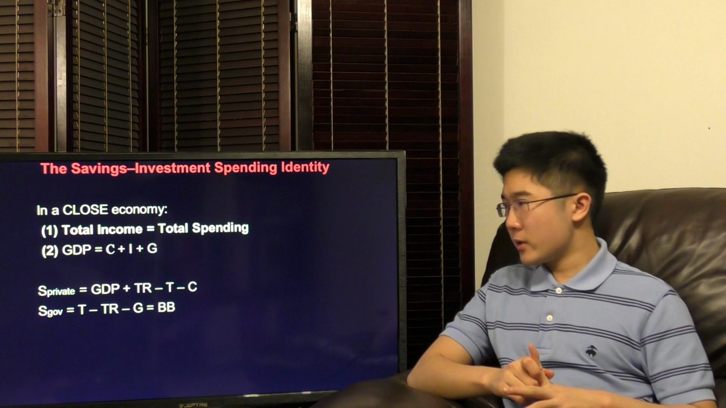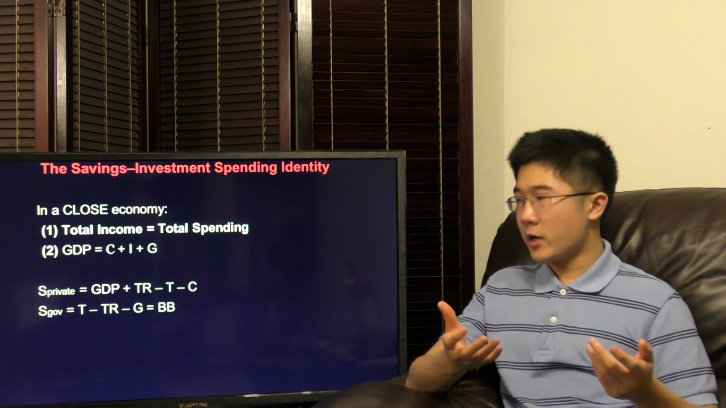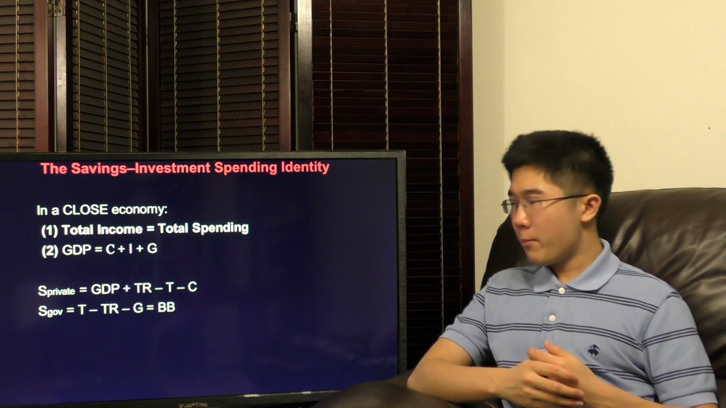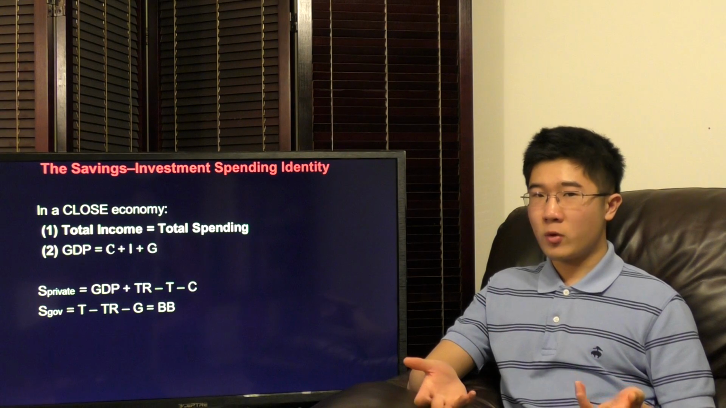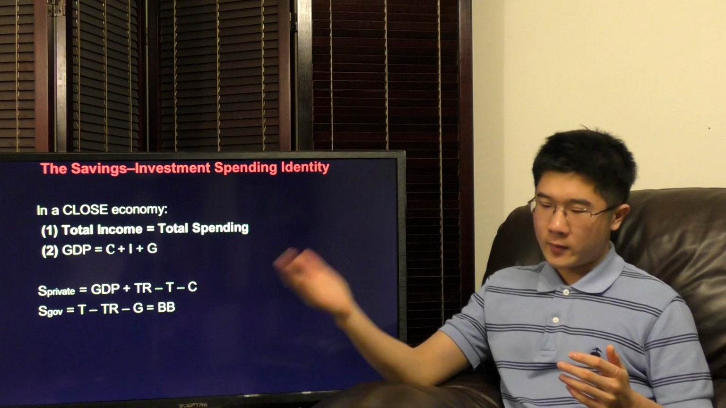Now we see our government savings. Government savings can be interpreted as our government deficit in some contexts. The reason for this is it's basically our tax revenue in the government minus total government transfers minus government spending. So what's left over is basically our deficit, which is basically a deficit and government savings.